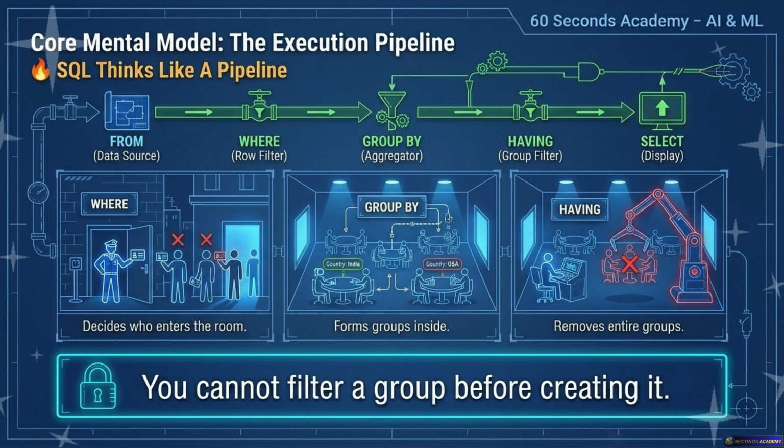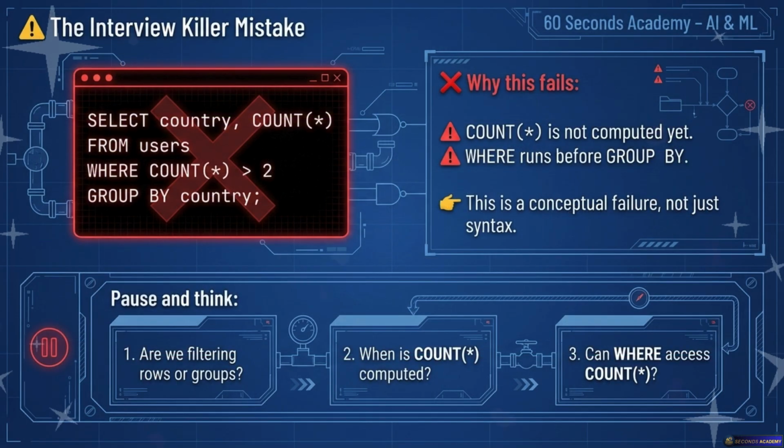Oh man, yeah. Here is the fatal query we see all the time. Select country, count star from users where count star is greater than 2 group by country. And the engine reads that and throws an immediate error. Let's dissect the failure based on that nightclub pipeline. The candidate placed count star greater than 2 inside the where clause.